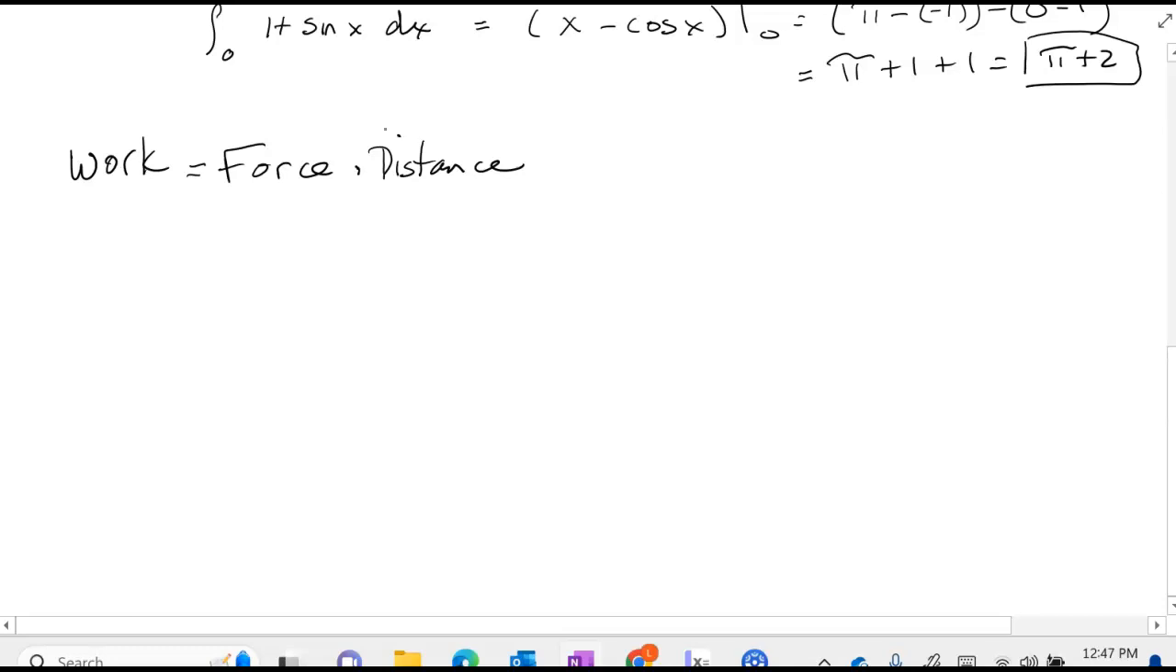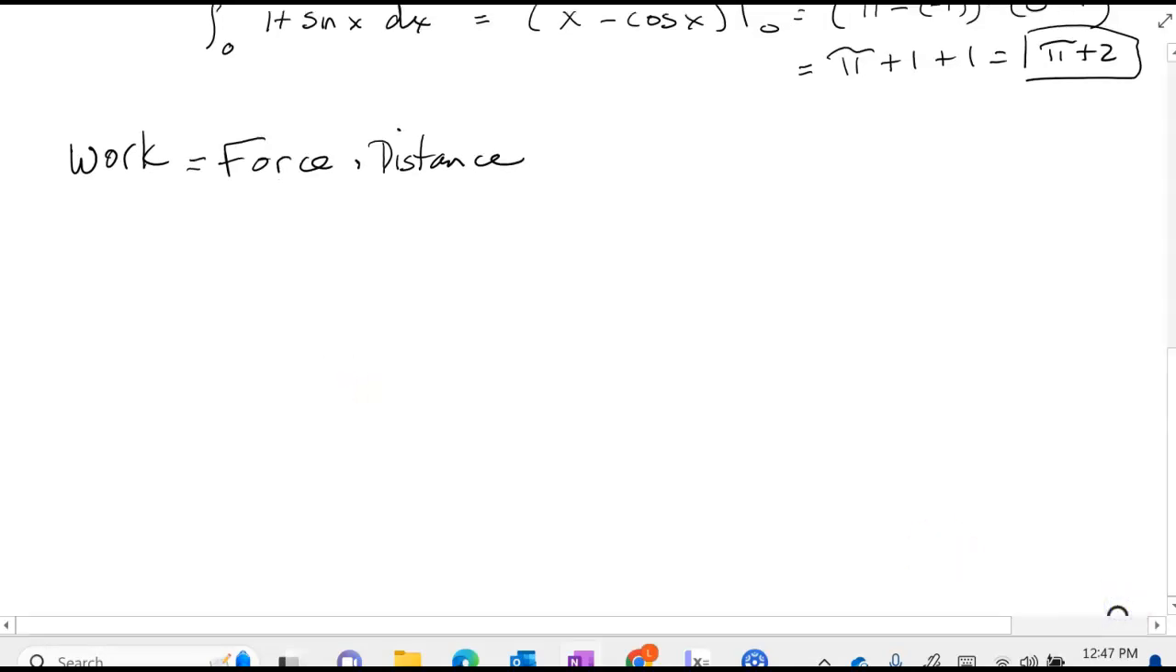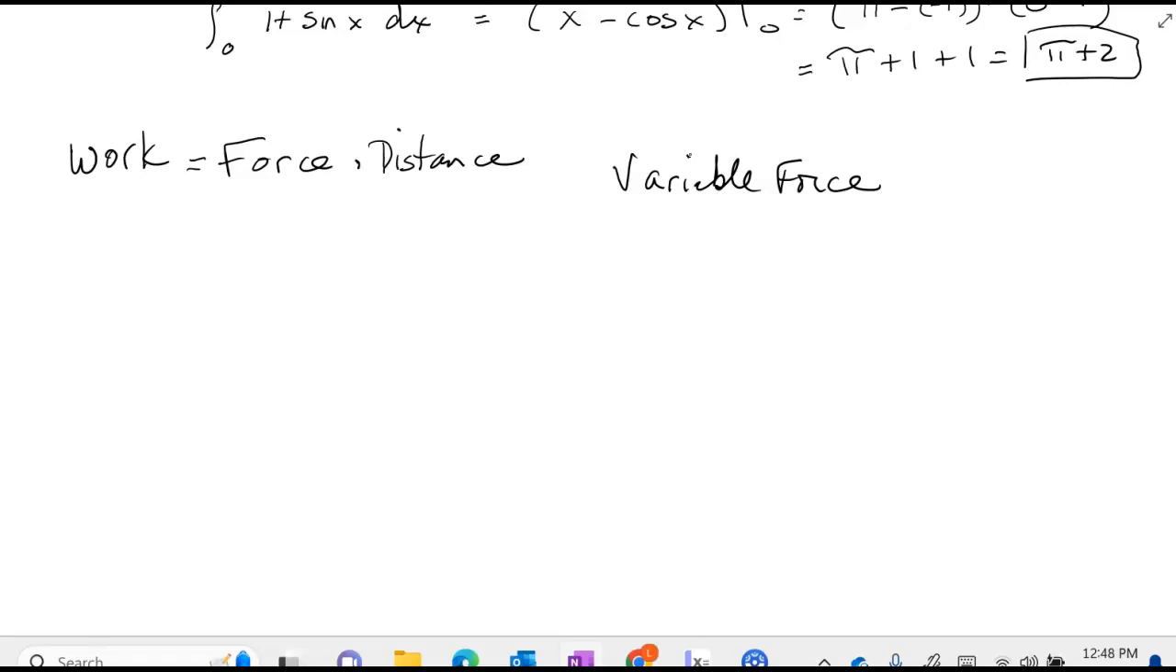So again, when you first learn this in physics, if the force were constant, we're done. We just use this formula and we don't need to worry about it anymore. But what we're going to talk about and use is a variable force. In other words, the force is not going to remain constant as the object moves. And the example we're going to use is something with springs.